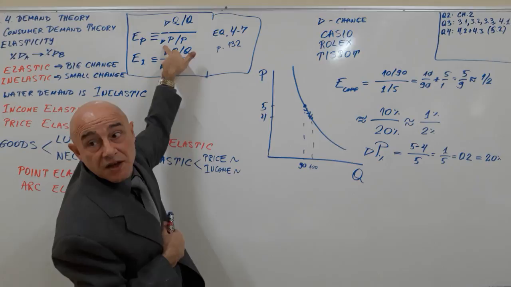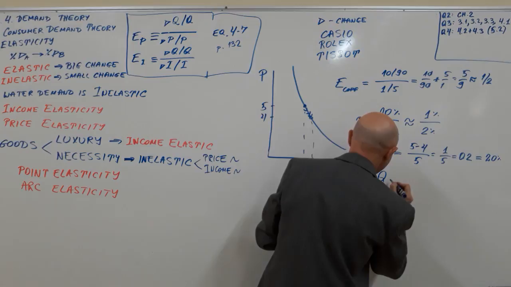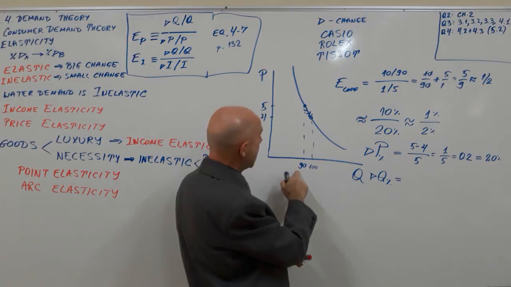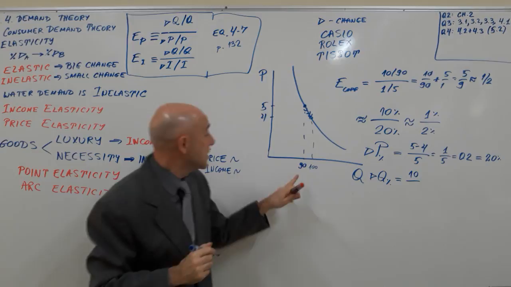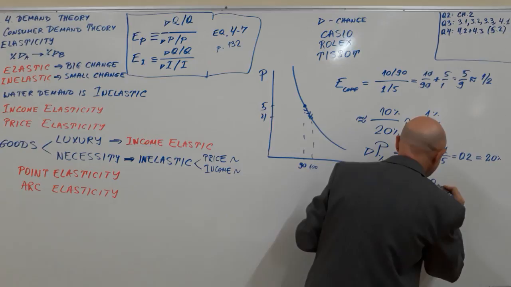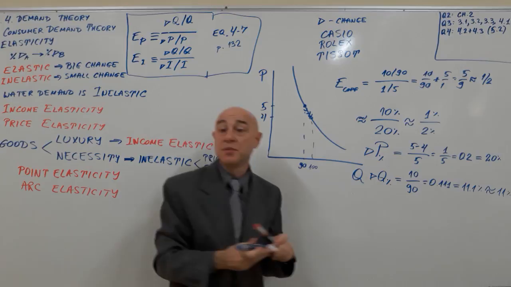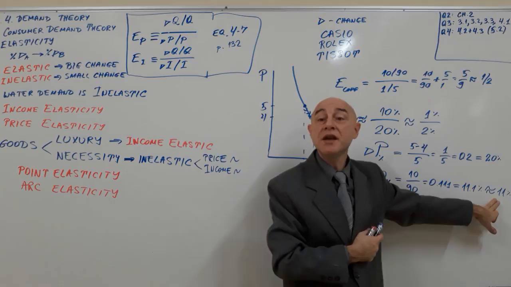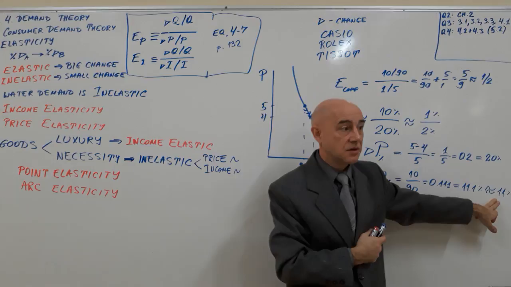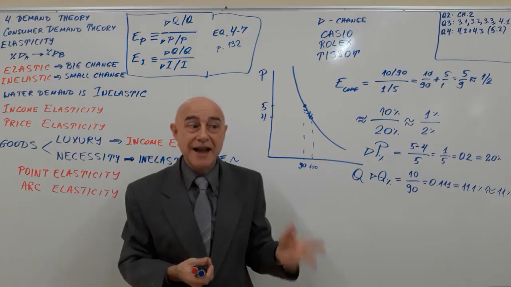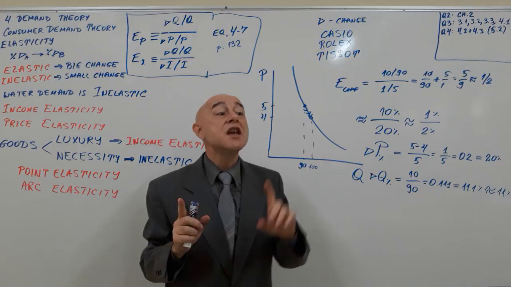Now, change in the quantity in percentage term is from 90 to 100, is 10 units divided by 90, is 0.111, which is the same as 11.1%, which is about 11%. So a 20% change in price results only 11% change in quantity. Okay? Now, is this from everything that I explained elastic or inelastic? Inelastic because it's small. Yes, the change in quantity is small.